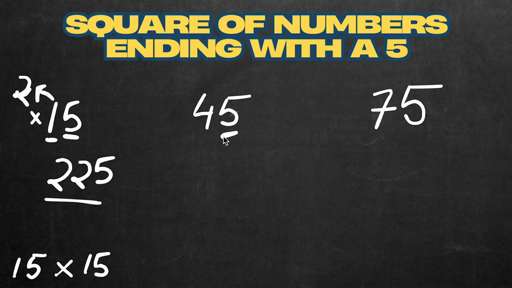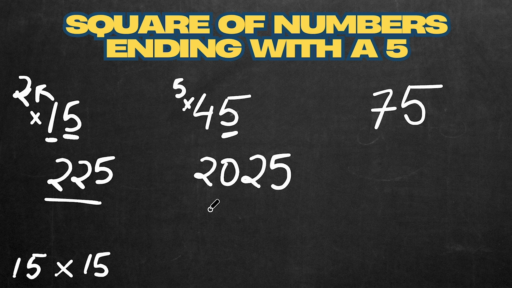Here again there is a 5, so the square of 5 is 25. Now what is the next number after 4? It's a 5. What is 5 times 4? It's 20. So when you put it together, the answer you should get is 2025. Easy, right? So now why don't you pause the video and try 75 yourself?